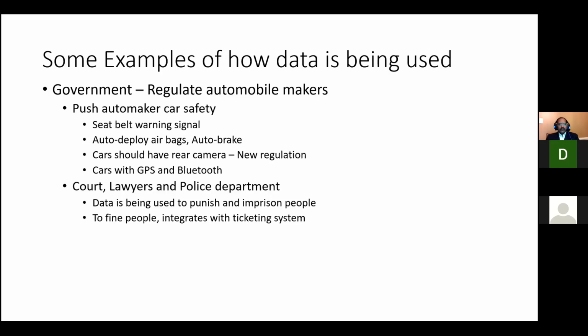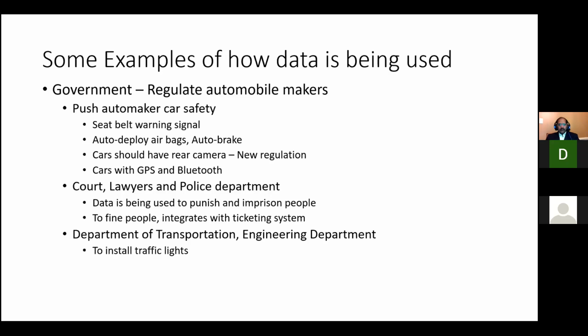The Department of Transportation is putting in new traffic lights where accidents happened. So we need to find the location. If you put traffic lights in this place, it will save lives. And to build bridges or alternate roads, we need data.